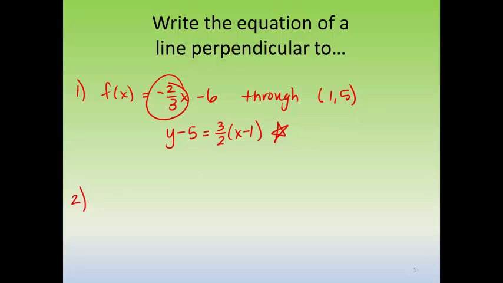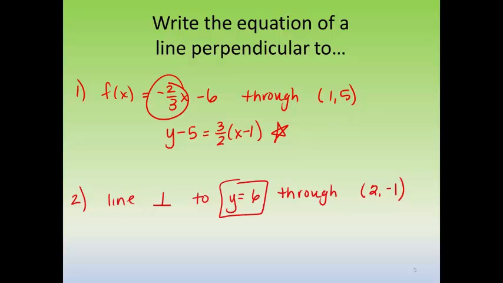Number 2. Let's go ahead and write a line perpendicular, remember the symbol for perpendicular, to y equals 6 through the ordered pair 2, -1. Okay, so since I'm using this equation and I want a line perpendicular to it, well, this has a slope of 0. And the perpendicular slope would be an undefined slope.